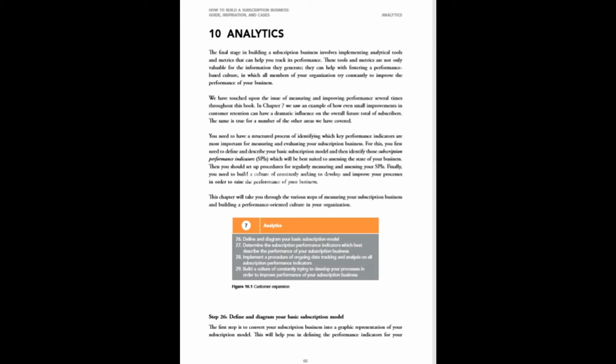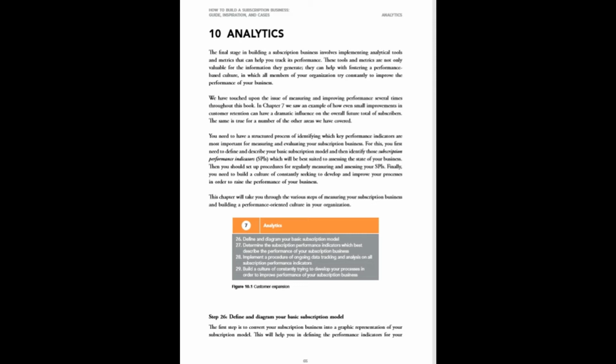You need to have a structured process of identifying which key performance indicators are most important for measuring and evaluating your subscription business. For this, you first need to define and describe your basic subscription model and then identify those subscription performance indicators which will be best suited to assessing the state of your business. Then you should set up procedures for regularly measuring and assessing your SPIs. Finally, you need to build a culture of constantly seeking to develop and improve your processes in order to raise the performance of your business.